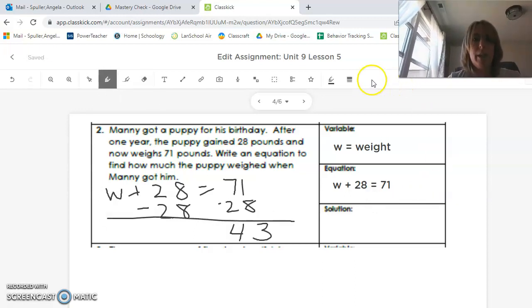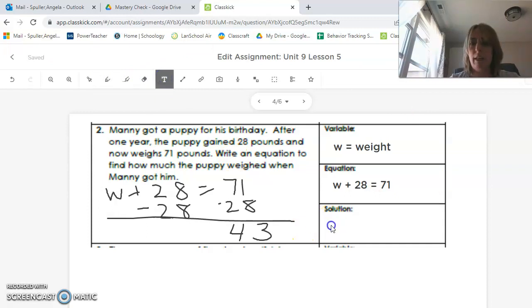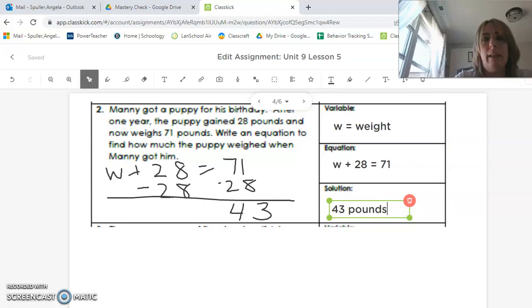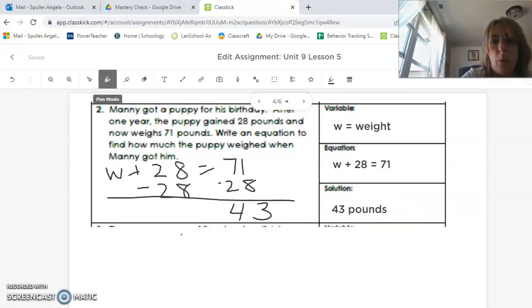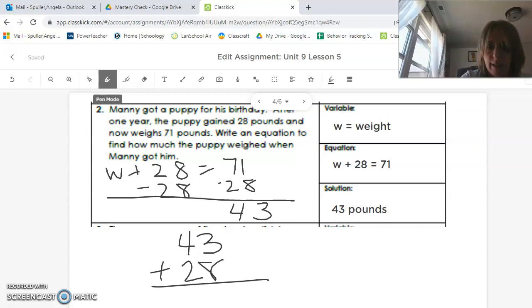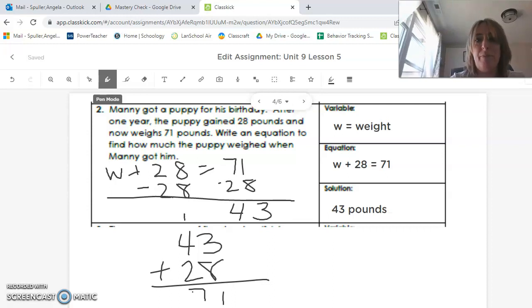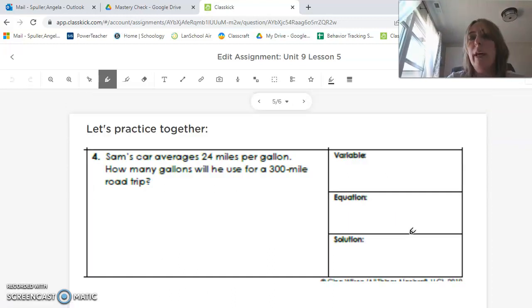Okay, so what is my solution? Well, my solution is 43 pounds. Okay, again, let's prove it. I can say 43 pounds that we say he started at, plus the 28 he gained, gives me 11. That gives me 7. Is the 71 pounds he now weighs. Good job. All right, pause this video and then go ahead and try these next two problems. Come back and see if you got them correct.